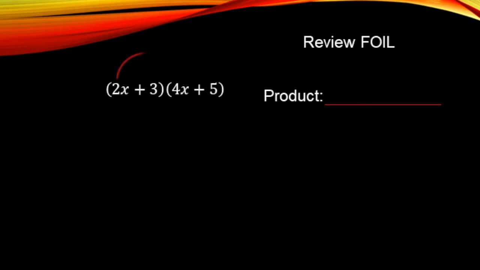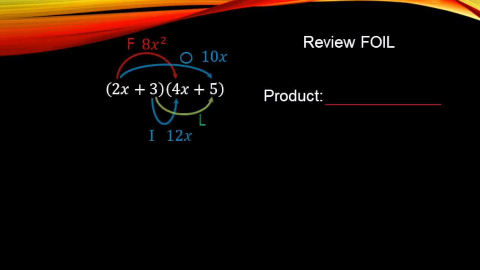So we'll start out with the 2x times the 4x. That's the first on FOIL, makes 8x squared. And then we still have to multiply the 2x times the 5. That's the outers, so that's going to make 10x. So we've done the 2x, now we do the 3. Doing 3 times 4x, the inners, that's going to be a 12x, and then 3 times 5 for the lasts, and that's going to make 15.